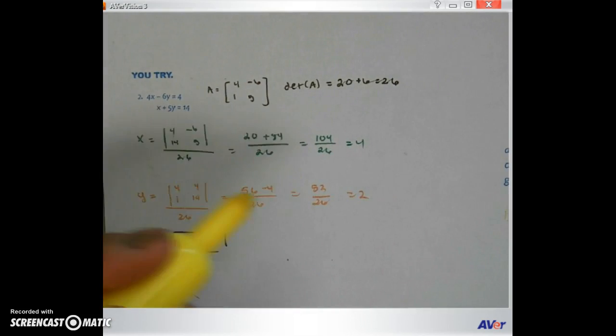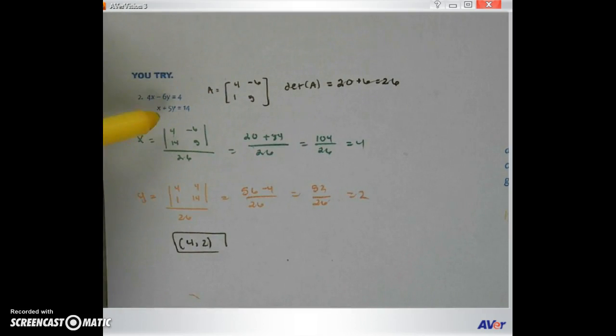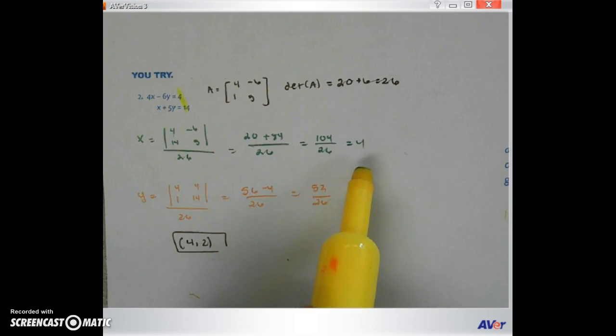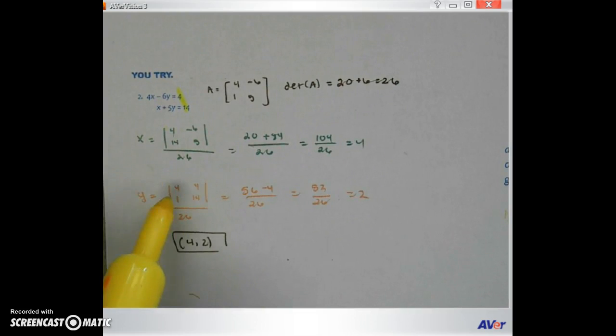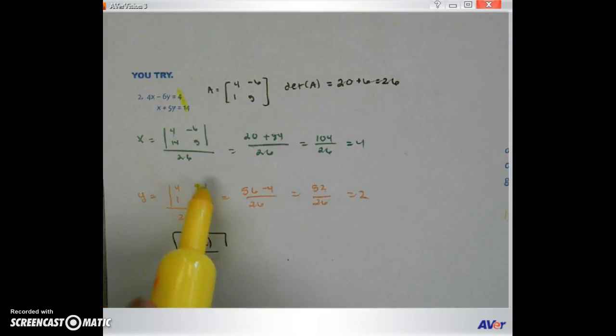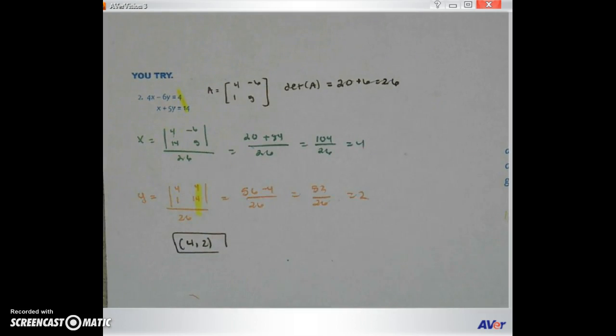Okay, so if you were looking for the x, remember that you replaced these coefficients with a solution. So 4, 14, negative 6, 5, and then you get 104 over 26, which is 4, and you use your cross products. And then for this one, you replaced the y values, and you have 4 and 14 here instead, and you should get 2. Go ahead and press pause if you need to see my work for a little bit longer. And then if not, we're going to go ahead and continue.